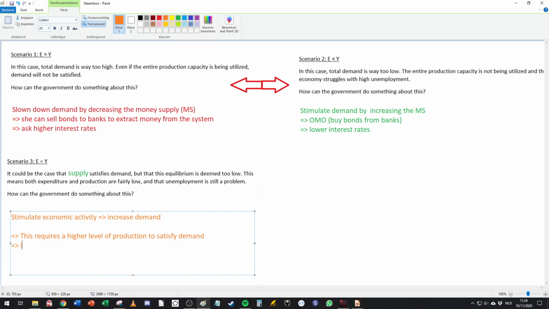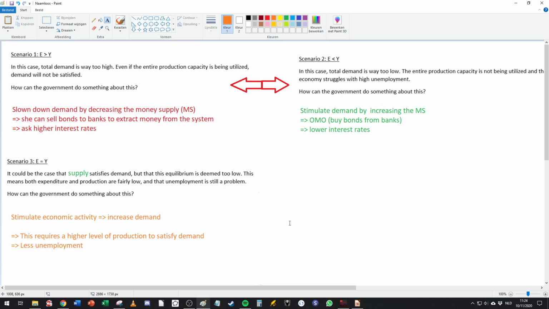In the end, we will have less unemployment. Let me explain that for you. So, once again, there is an equilibrium between expenditures and the income earned, but the equilibrium is fairly low. And in order to remain competitive, or to stimulate employment, you want higher employment, you have to give everything a boost. So stimulating economic activity will increase demand.